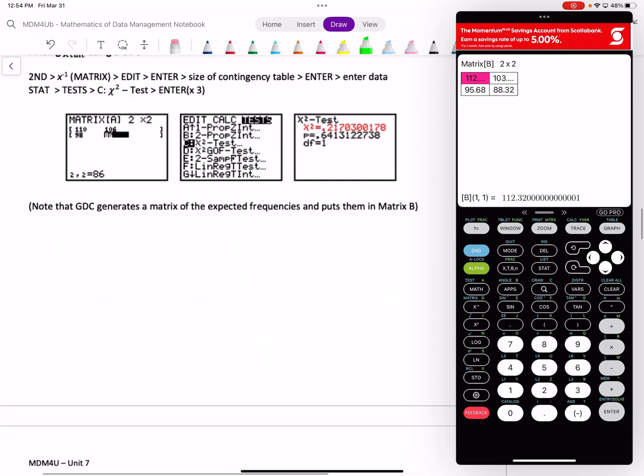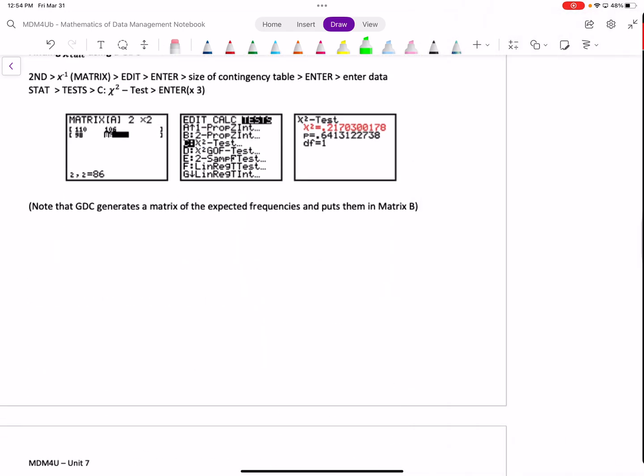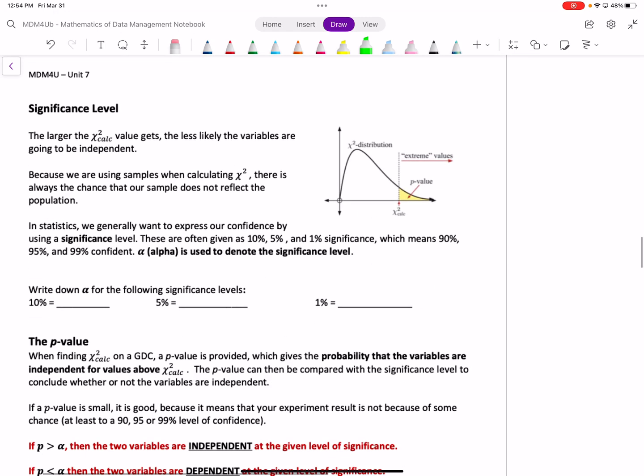You're going to get lots of practice on that, so I wouldn't worry too much about it. Great. This p-value we're going to talk about next. So we said, okay, great, I got this percent error of 0.217. Does it mean that those two things are independent or dependent? And this is where we get into what's called the significance level.